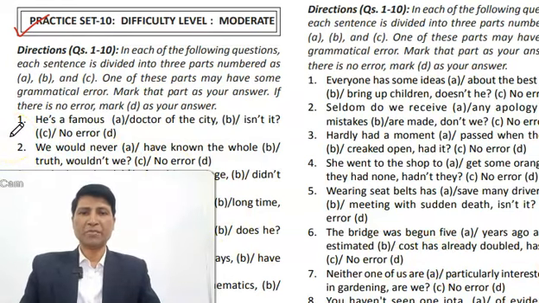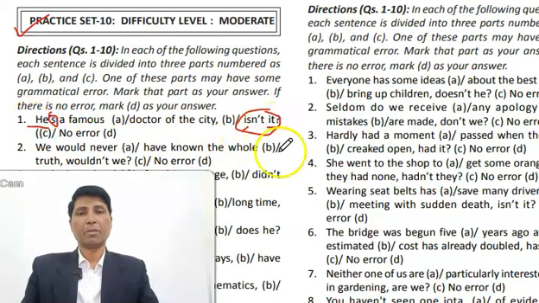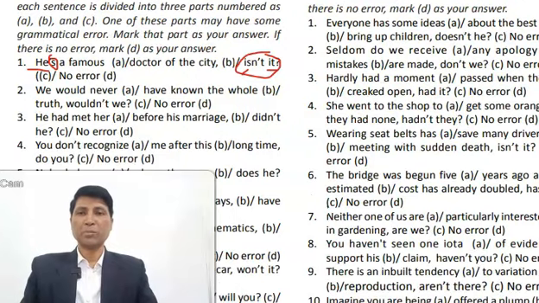He is a famous doctor of the city, isn't it? So, first of all, let us find out the aspect of this verb. He is a famous doctor of the city, isn't it? So, the given verb is in the simple present tense. And here the question tag is also formed with is. But if you see the subject here, this question tag is wrong. In place of it, it should be isn't he. Move to question number 2.